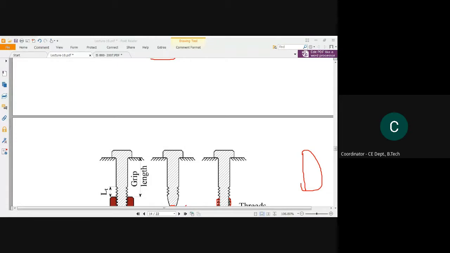Let me call your names one by one, then you can leave. Okay, just tell me now, have you understood up to this the shear capacity of bolt, bearing capacity?